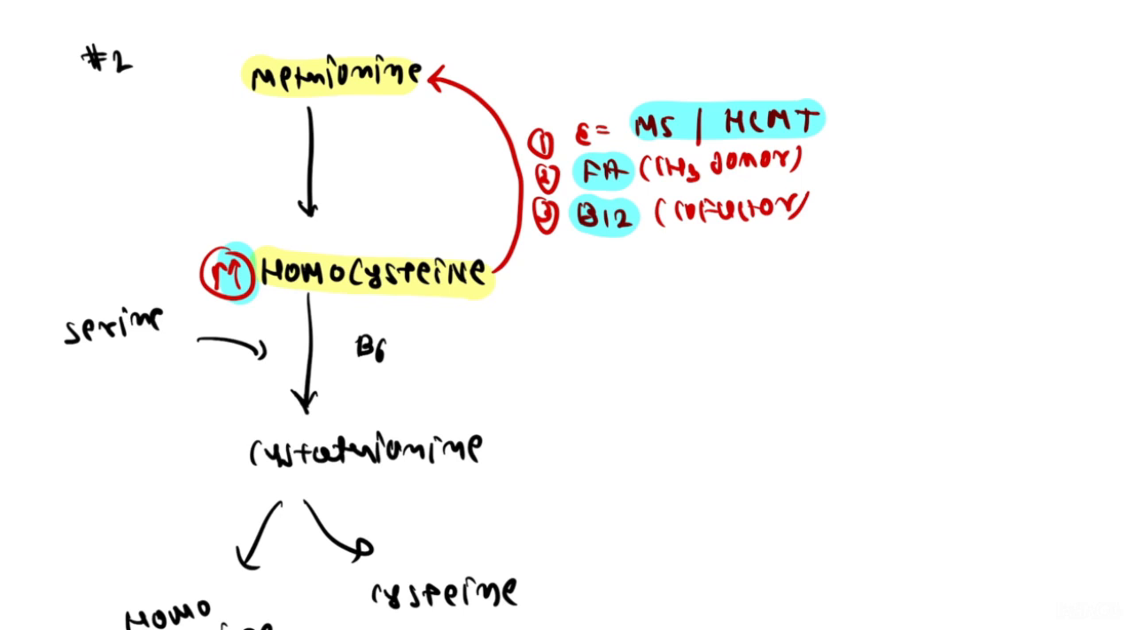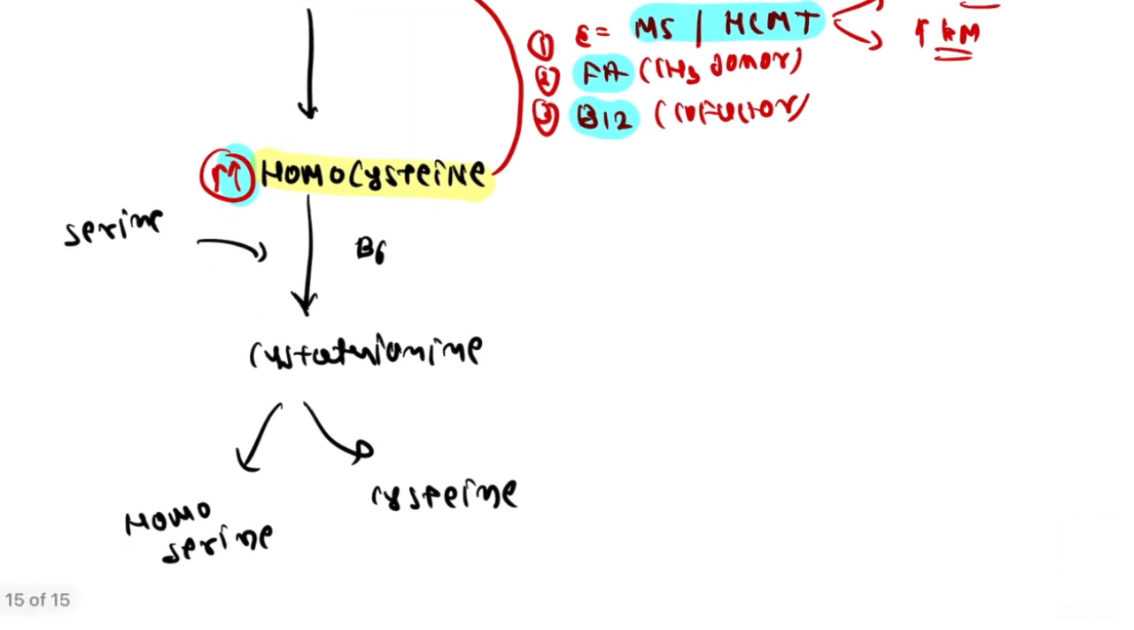So the enzyme will work only when the homocysteine concentration is high. You can also say that it has low affinity, so only when there is a high concentration will it work. And you can say it has high Km. So methionine synthase has low affinity and high Km. Then there is a requirement of vitamin B6 and serine. It can convert it into homoserine and cysteine. So homoserine and cysteine are produced.